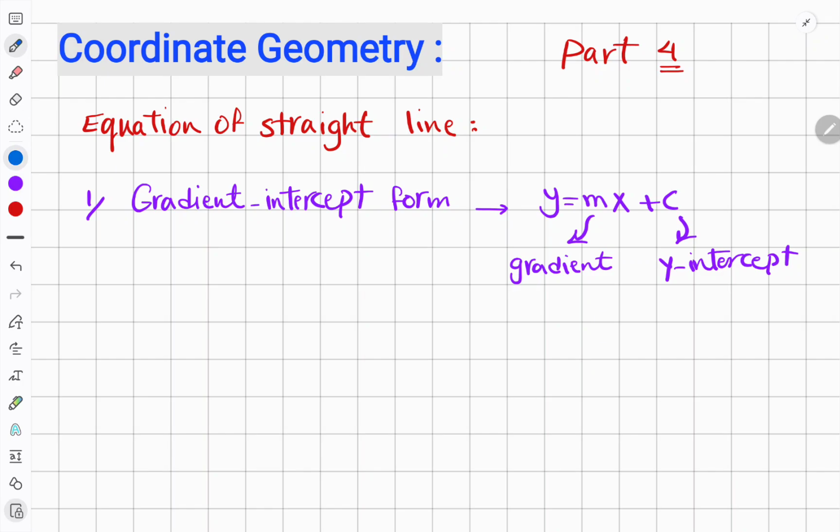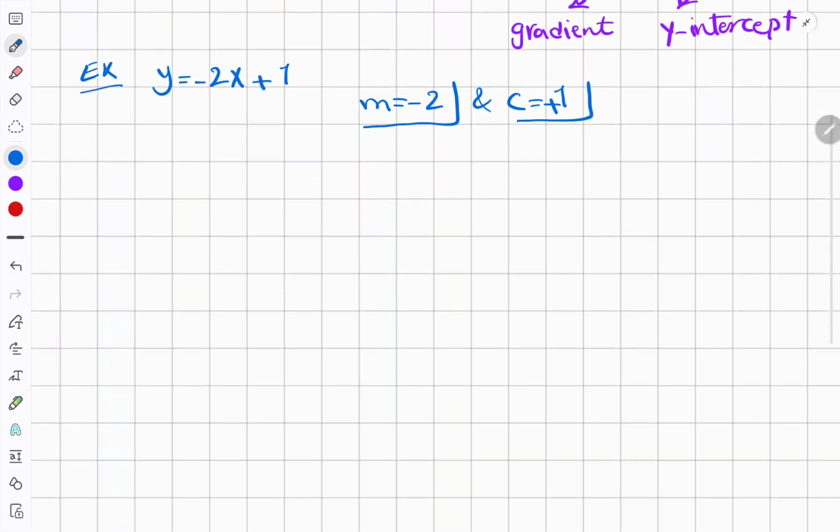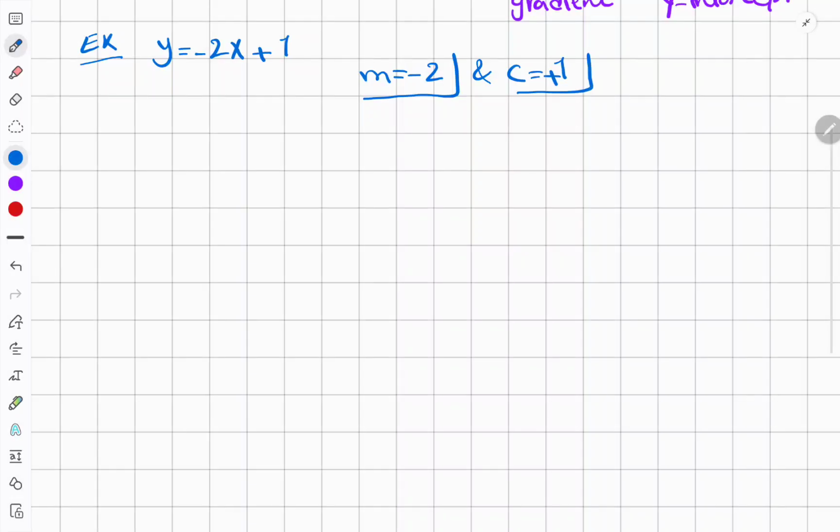For example, we have this equation y equals negative 2x plus 1. Here m is negative 2, the gradient, and c is positive 1, y-intercept of this line. Okay, and I'm gonna sketch this line on the x and y plane. So let me draw x and y plane.